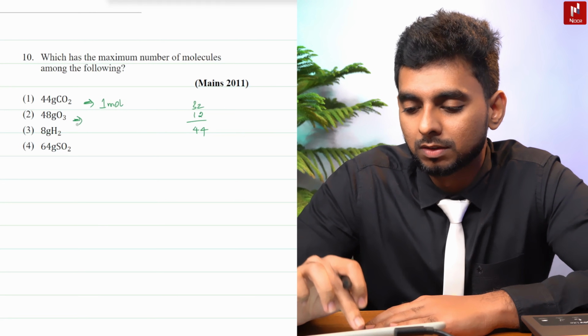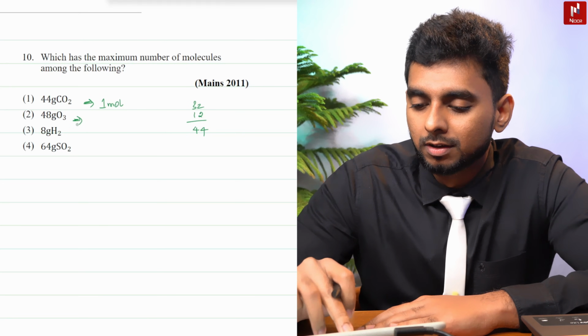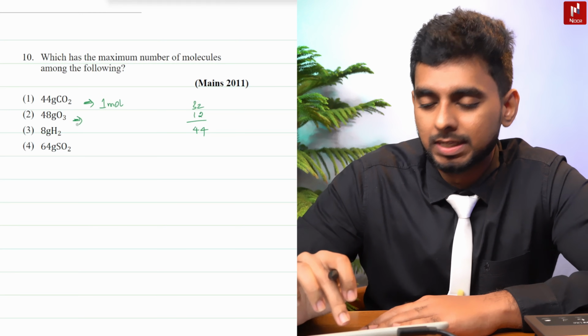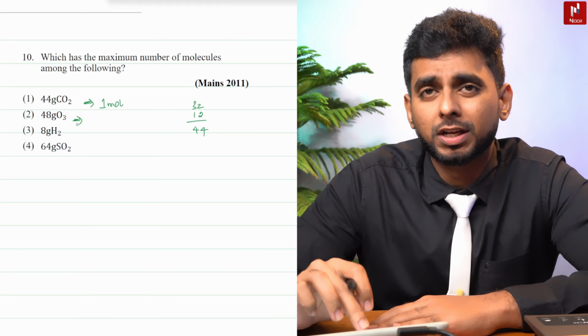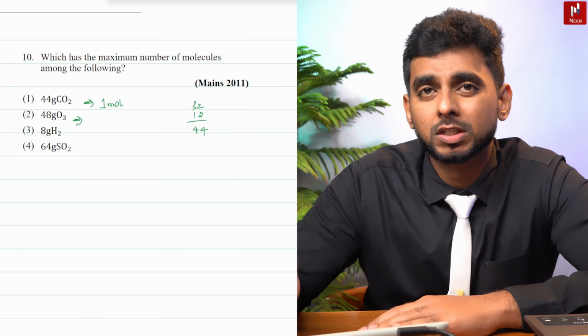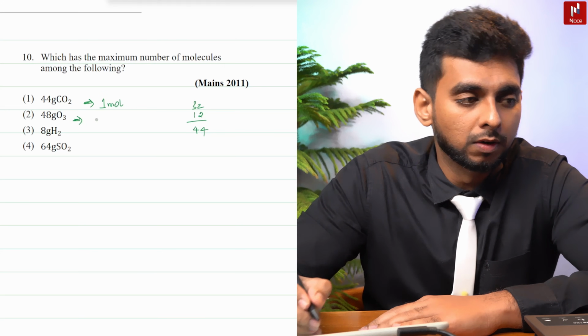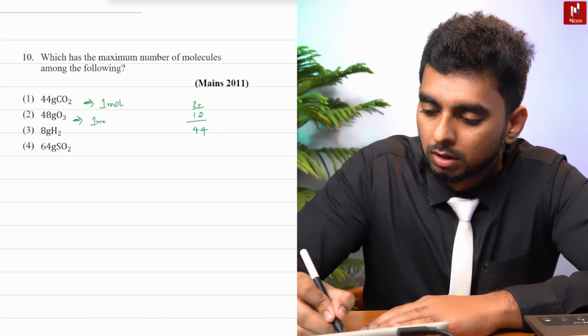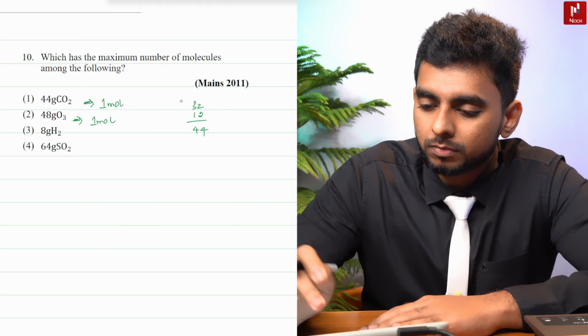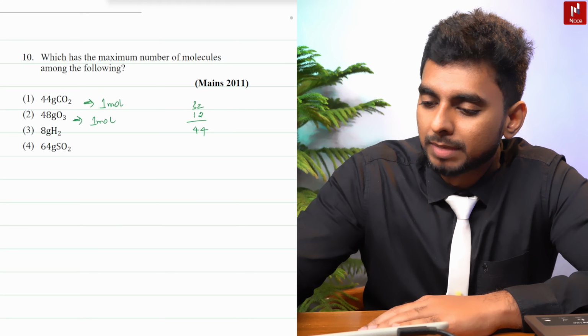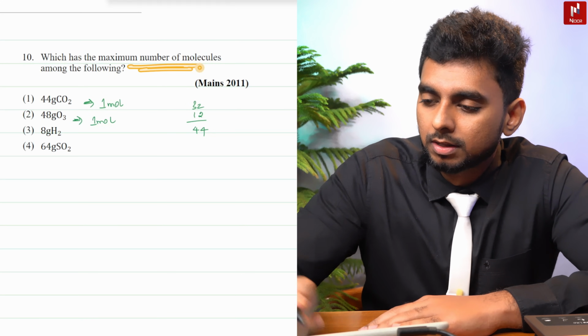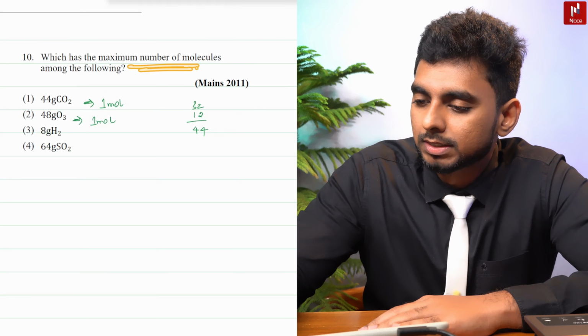Then for the oxygen O3, ozone, right? For one oxygen, it will be 16. Here you have 48. So 16 into 3 is obviously 48. Therefore, even for option 2, O3 ozone, you will have 1 mole. By the way, what they're asking is to find the maximum number of molecules, right? Fine. For the first two options, it is the same.